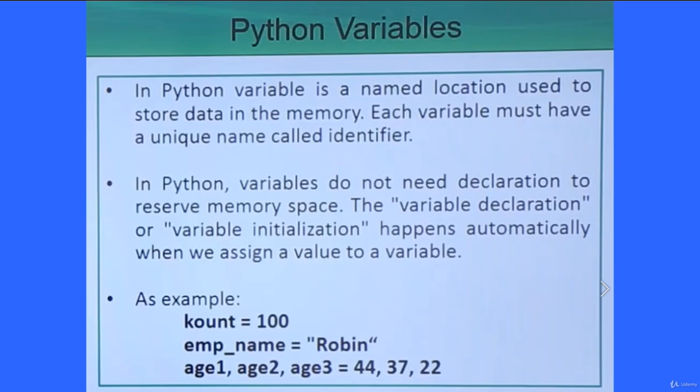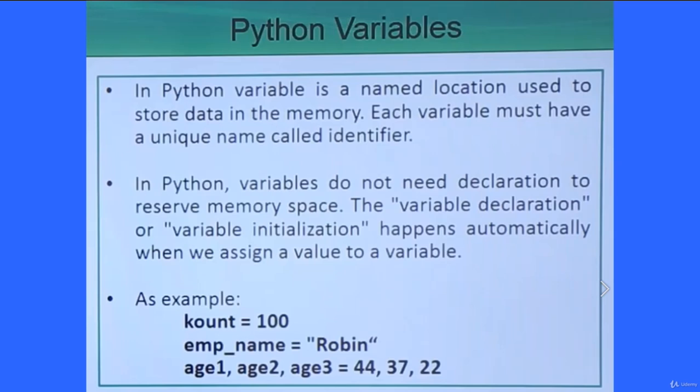In Python, variables do not need declaration to reserve memory space. The variable declaration or initialization happens automatically when we assign a value to a variable. There is no need to define all the variables at the beginning of the code. Like in C and C++, we always write all the variables and their data types at the beginning of our code, and only then can we use them in the successive code. But that constraint is not there in Python.